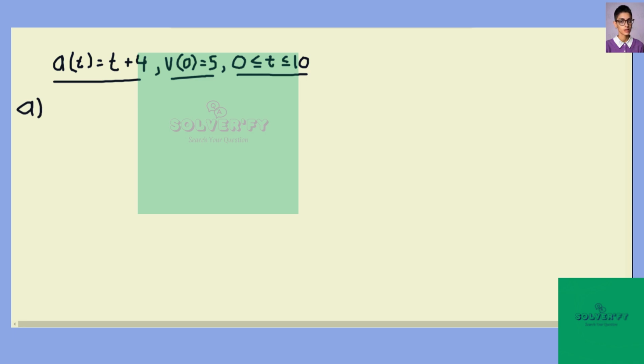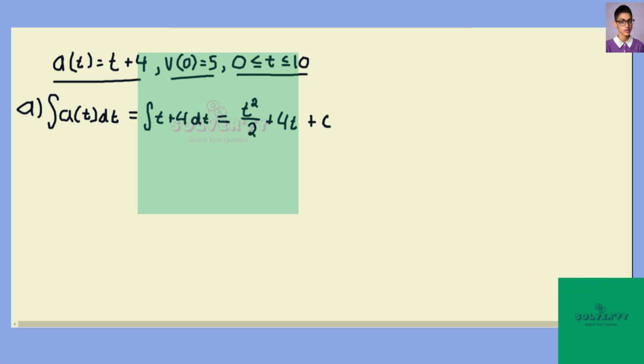In order to find the velocity with our given information, the first thing we want to do is find the integral of our acceleration function. The integral of acceleration will give us velocity. So we have the integral of t plus 4 dt. This will end up giving us t squared over 2 plus 4t plus c. Can't forget your plus c.